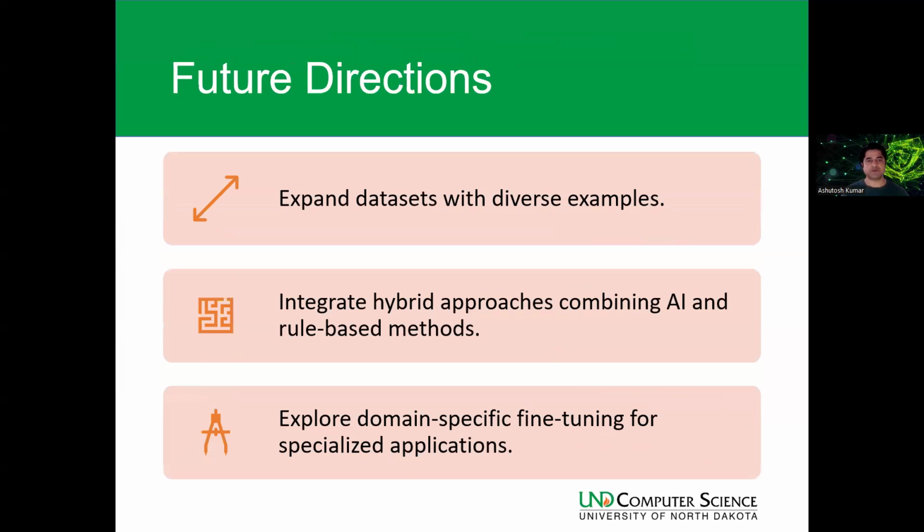So the future work and future direction for this research can be to expand the data set with more diverse examples to improve the model's robustness, and integrating hybrid approaches for better accuracy, combining AI with a more rule-based model. That can be another approach, and exploring domain-specific fine-tuning to cater to specific applications and train the model to the specific domain-related specialized field.